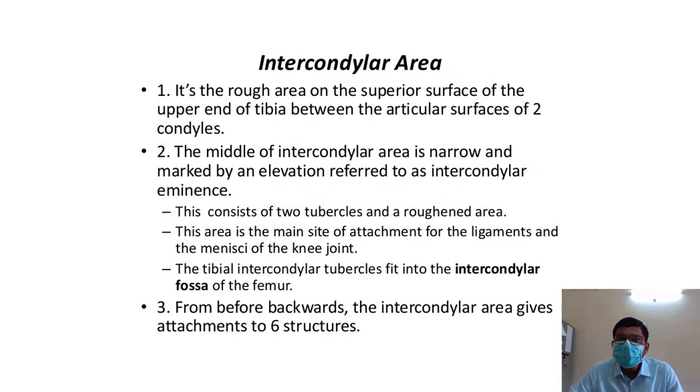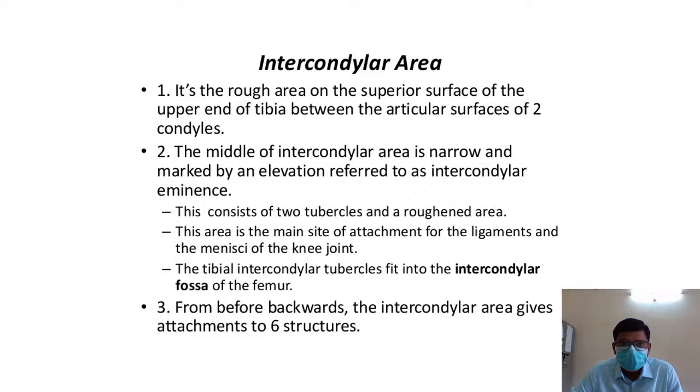This intercondylar area is a roughened area on the superior surface of the upper end of the tibia, which is present between the two articular surfaces of the two condyles. The middle of this intercondylar area is narrow and marked by an elevation referred to as the intercondylar eminence. So this consists of two tubercles and a roughened area. This area is the main site for the attachments of the ligaments and menisci of the knee joint. So the tibial intercondylar tubercles fit into the intercondylar fossa of the femur.